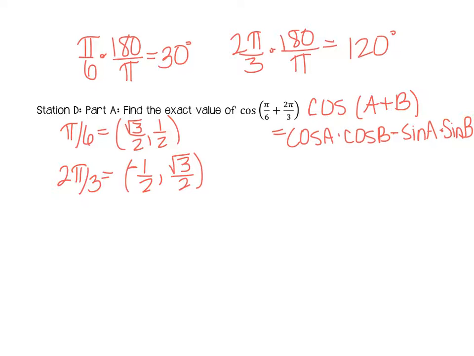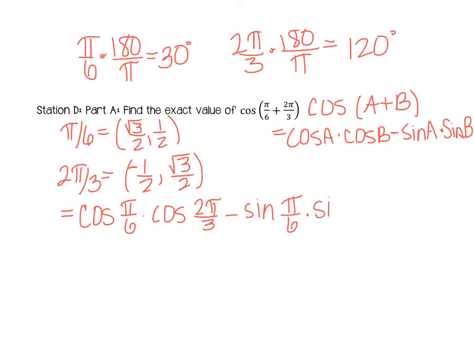Now that I have these things, I'm going to plug them into my formula. So I know that I've got the cosine of pi over 6 times the cosine of 2 pi over 3 minus the sine of pi over 6 times the sine of 2 pi over 3. Well, I know what those values are because I listed them above.